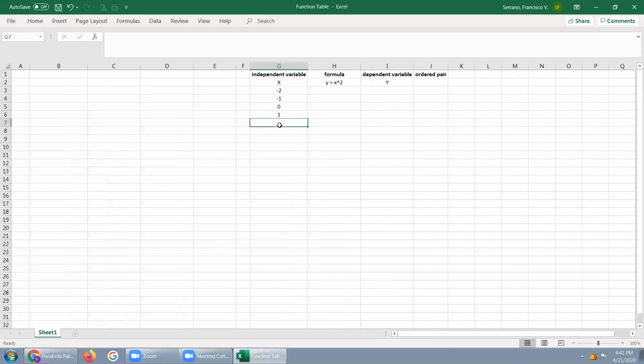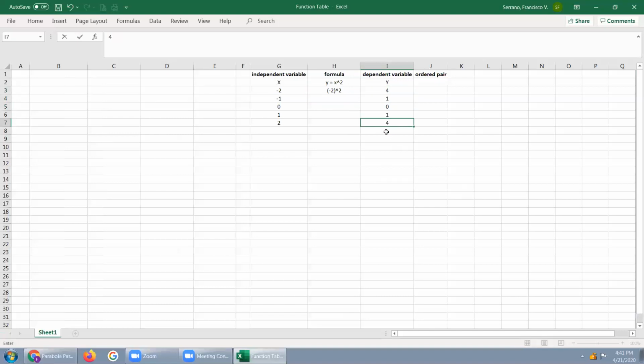1, and 2. So in this case, if y is equal to x squared, what is negative 2 squared? Square is al cuadrado in Spanish, so that's a quadratic formula. So negative 2 times negative 2 is a positive 4. Then negative 1 times negative 1 is a positive 1. 0 will give us 0. 1 will give us 1. And 2 will give us back 4.